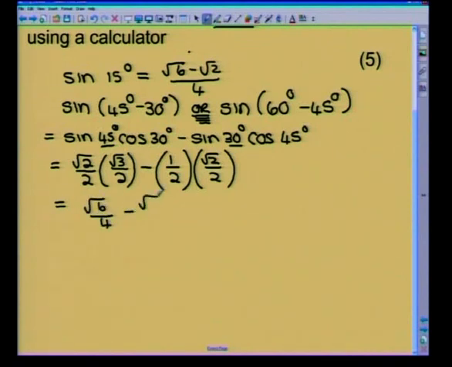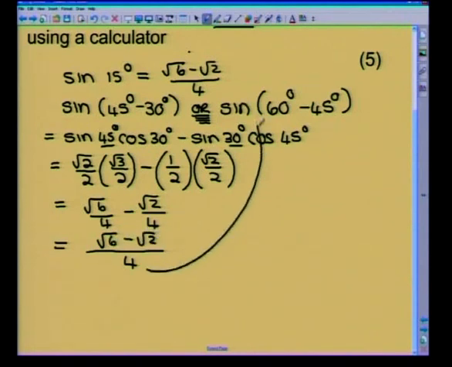And this is going to become root 2 over 4. And look at that. Isn't that just amazing? You've got root 6 minus root 2 over 4, which is exactly what the calculator produced. So yes, that's just a wonderful example of how you can do this and get the answer the calculator got.